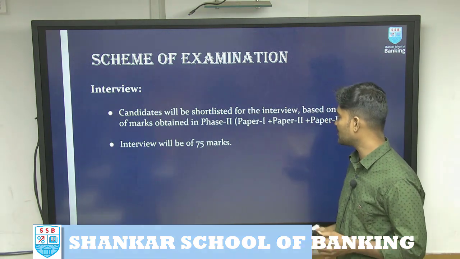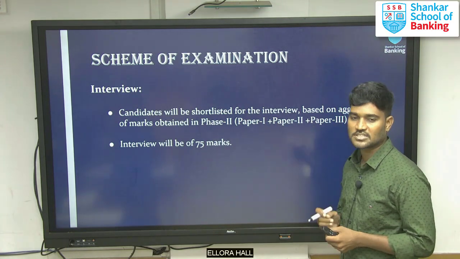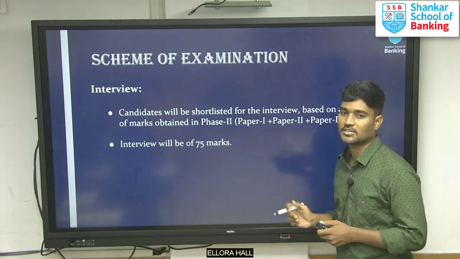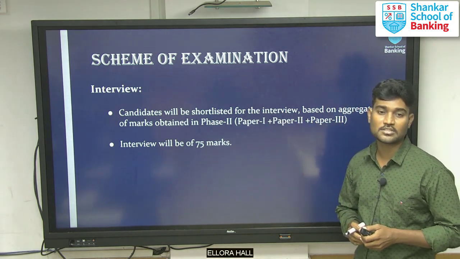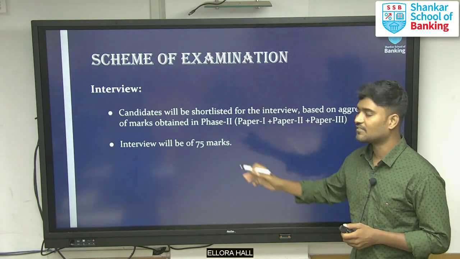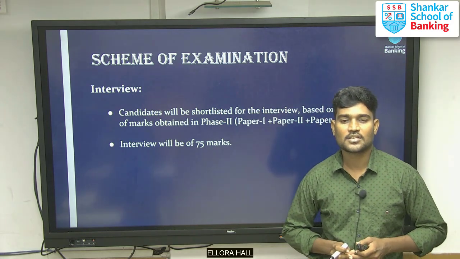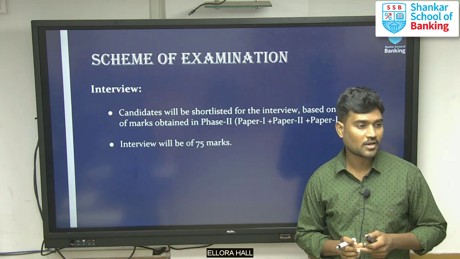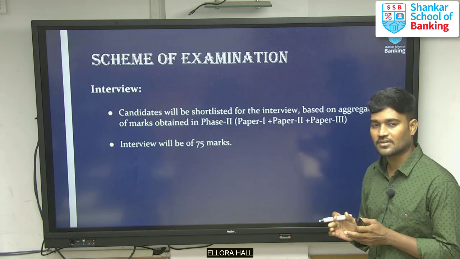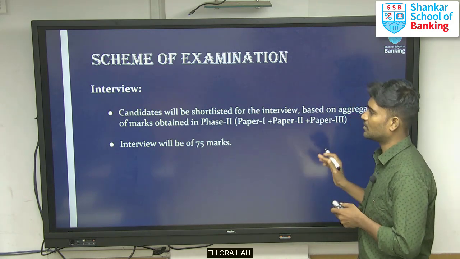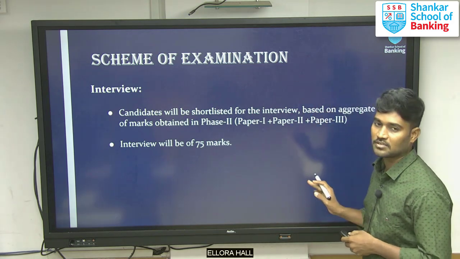So that is phase 2: paper 1 is socio-economics, paper 2 is descriptive, and paper 3 is nothing but finance and management. Among these 3 papers, around 300 marks is there, plus 75 marks, so we have a total of 375 marks. In that 375 marks, those who secure more than 70% of the marks will clear and get through the job, right?